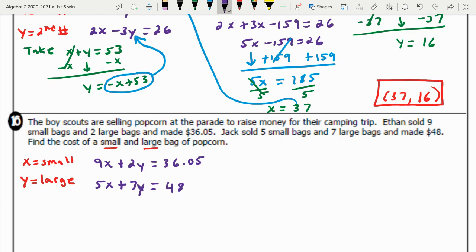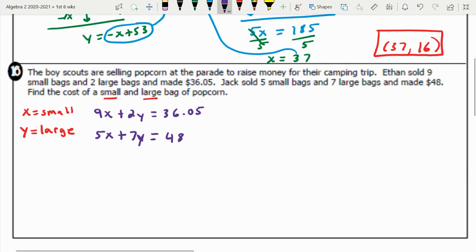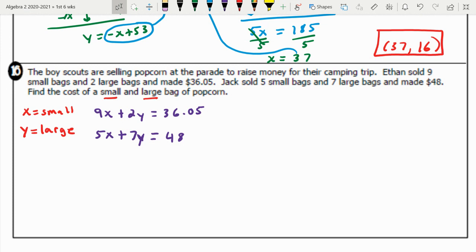All right, so to find the cost of the bags, it's 9 times the cost of those bags, and then to get the total, you would add those two totals together. Let me fix this y here. There we go. Okay, so this one, I'm going to use elimination. Why not? Get one of each for y'all.